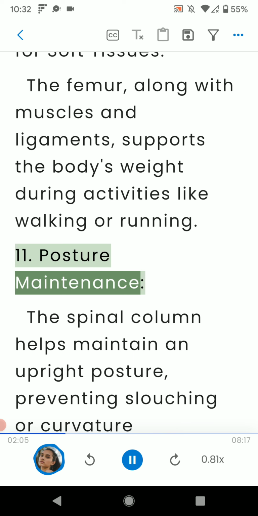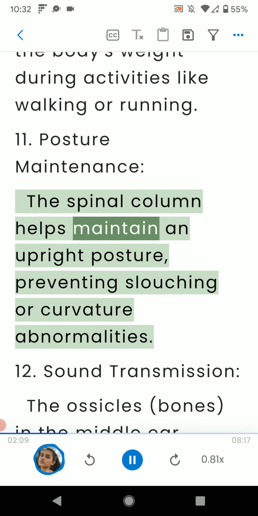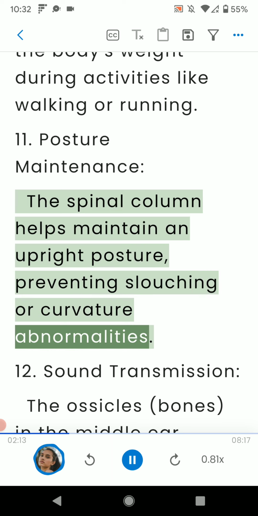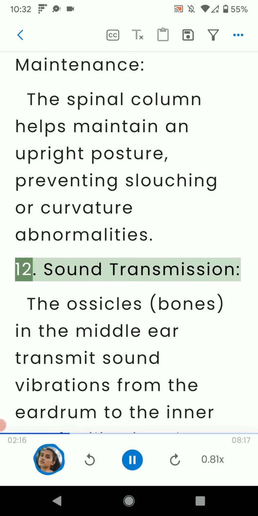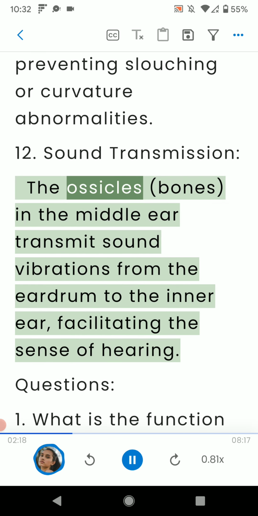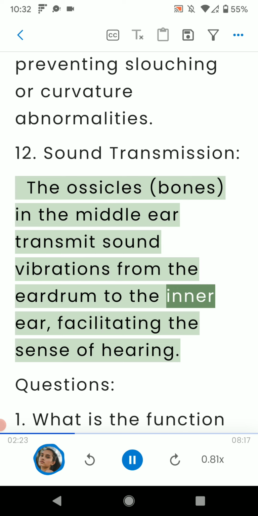11. Posture maintenance. The spinal column helps maintain an upright posture, preventing slouching or curvature abnormalities. 12. Sound transmission. The ossicles in the middle ear transmit sound vibrations from the eardrum to the inner ear, facilitating the sense of hearing.